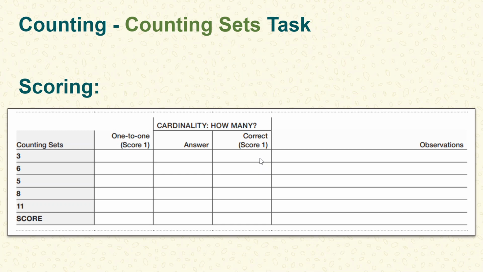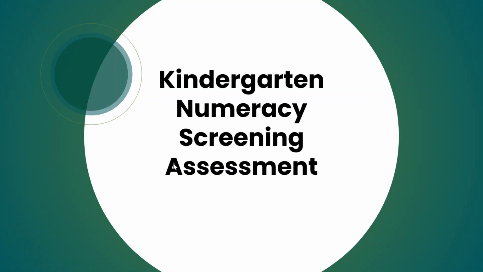If they go back and count one by one, you would not include that as a score of 1 for that item. So they could, for example, score 1 by counting that there are 3 dots, and then they may possibly not score 1 if they go back and count from the beginning. And that brings us to the end of the counting sets task.